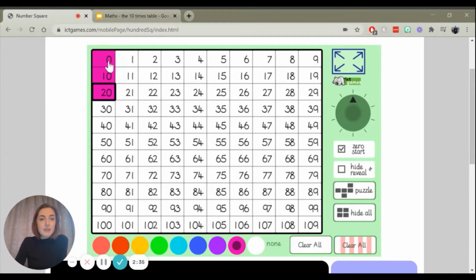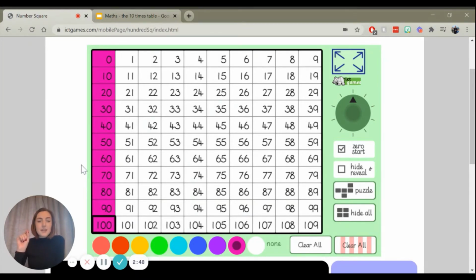Are you ready? 0, 10, 20, 30, 40, 50, 60, 70, 80, 90, 100. Be really careful when you say those numbers that you are saying 20, 30. If you say 13, that would be this number here with one lot of 10 and 3 ones. And that's not what we want. That is not in our 10 times table.